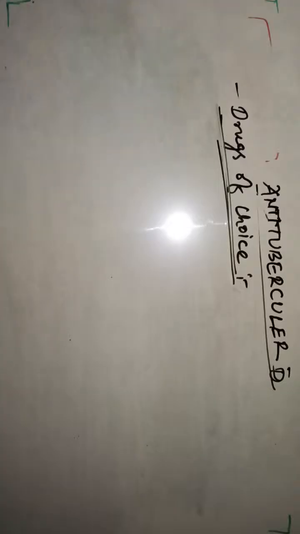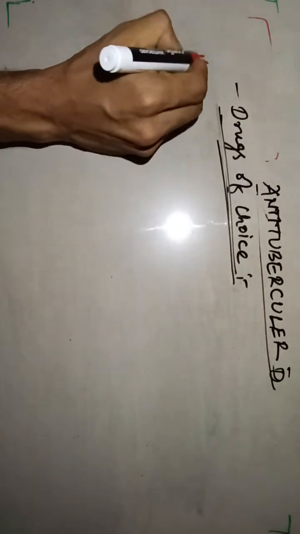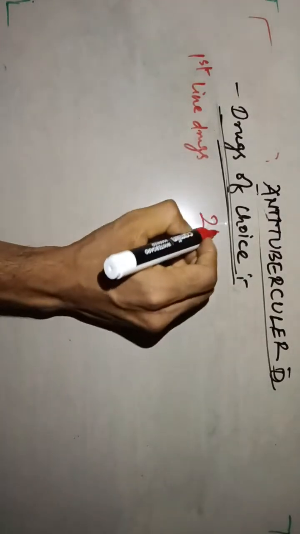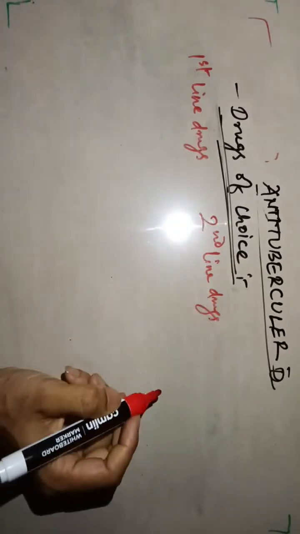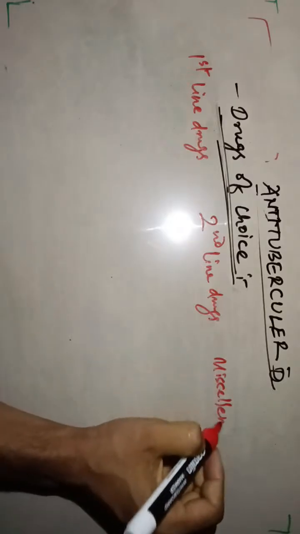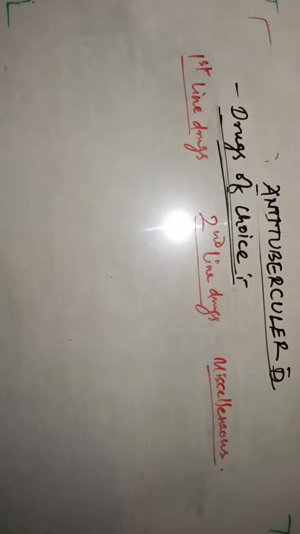First line, second line, and miscellaneous. In the first line drugs, only 4 drugs are used, that is isoniazid, pyrazinamide, ethambutol, and rifampicin. Isoniazid is also called INH.